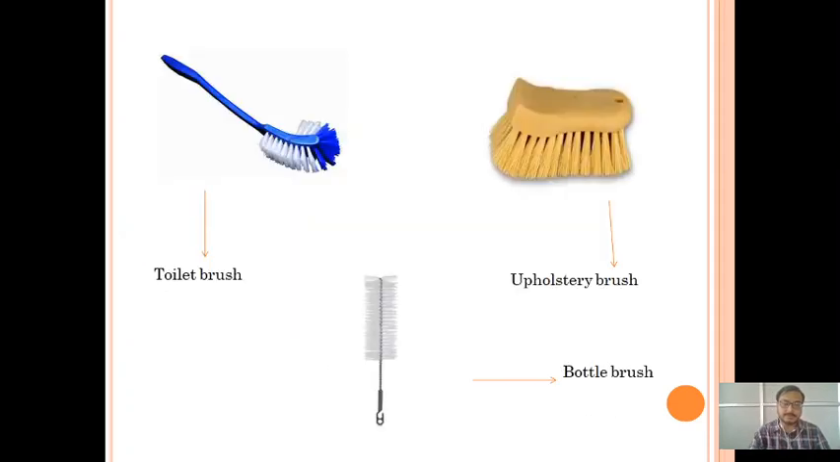So they are different. Here you can see this is a toilet brush, upholstery brush, bottle brush. Upholstery means the coverings or fabrics used on top of furniture or sofas. Some dust particles will be there in these places. So to remove dust particles from upholstery, you have to use this brush.